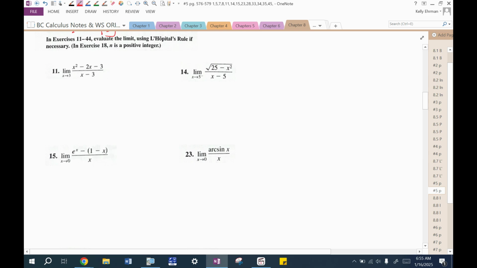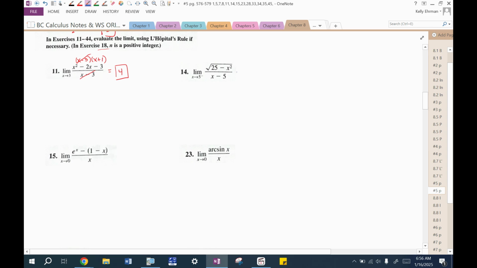Evaluate the limit using L'Hopital's if necessary. N is always a positive integer for exercise 18. All right. So first thing I want to do is factor this expression, because if I can just cancel and then use direct substitution, I'll be good. So yeah, if I just use direct substitution now with just the x plus 1, I've got 3 plus 1 is 4. No L'Hopital's needed.